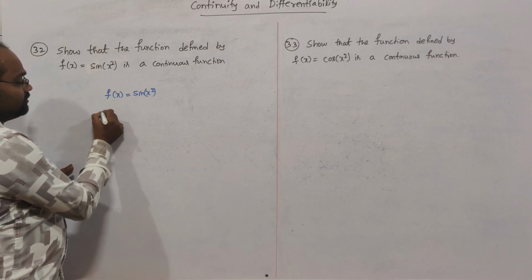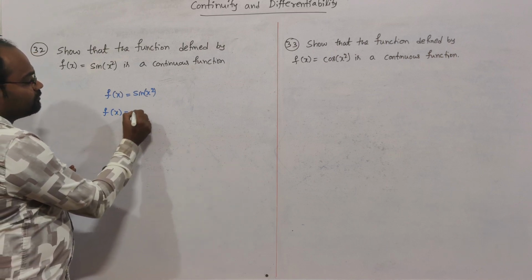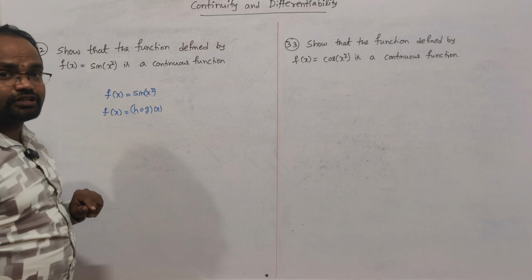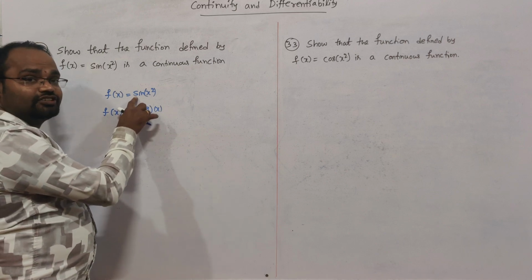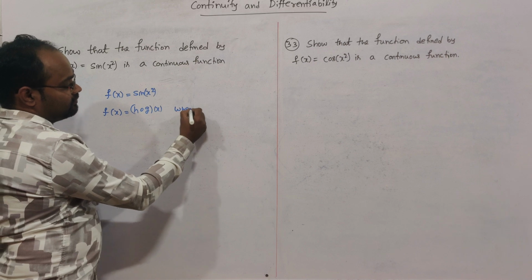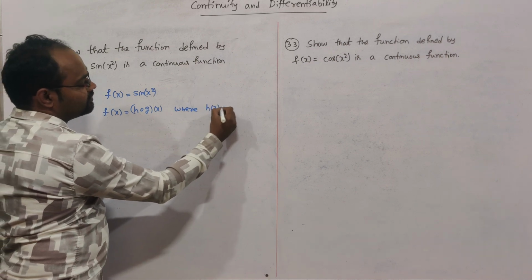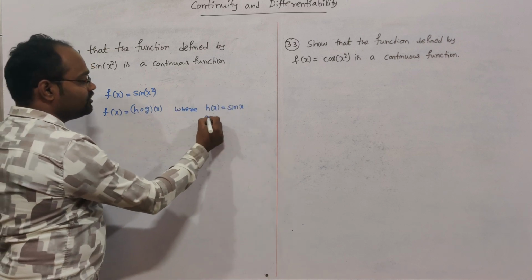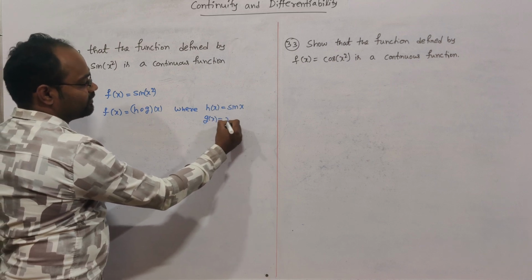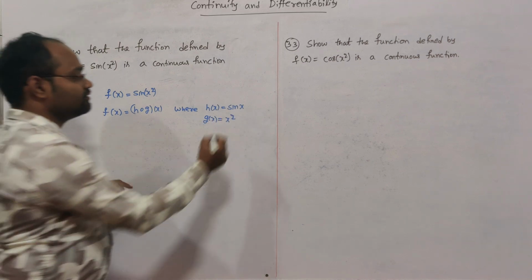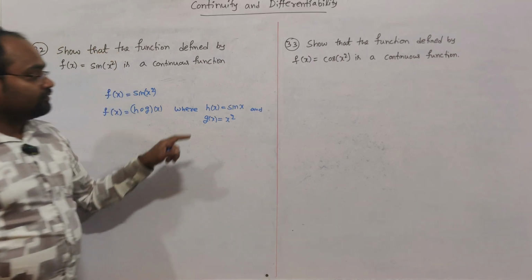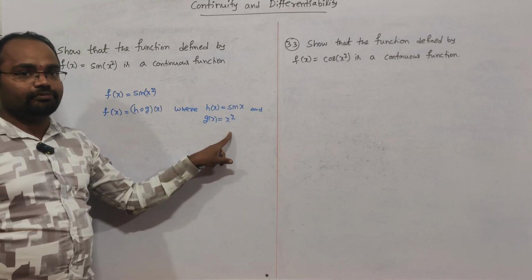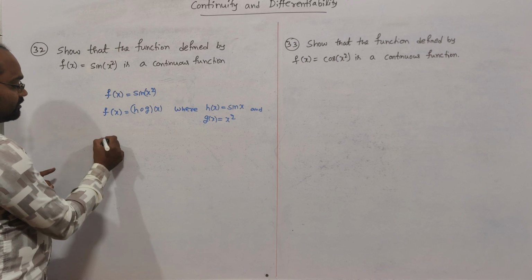So let us take it as f of x is equal to h of g of x, where h of x is sin x, h function is sin. The g function is square, g of x is x square. Right, so we have these two functions. We know that a trigonometric function sin x is continuous, and g function being a polynomial is continuous. Let us write the same thing.